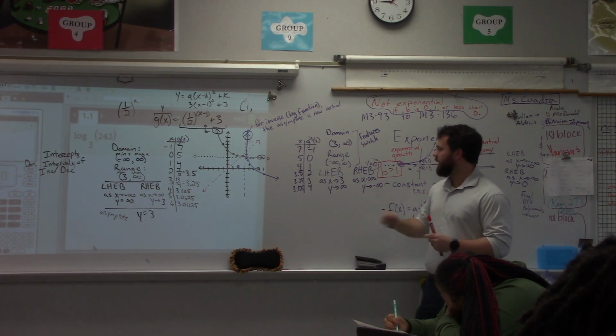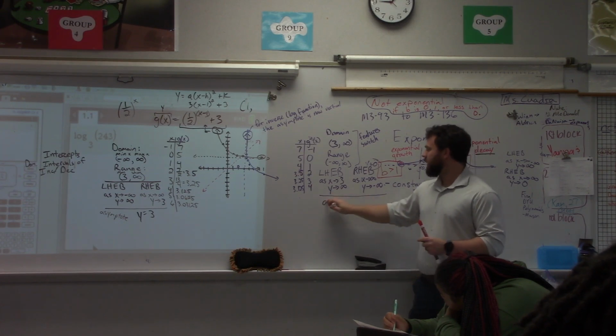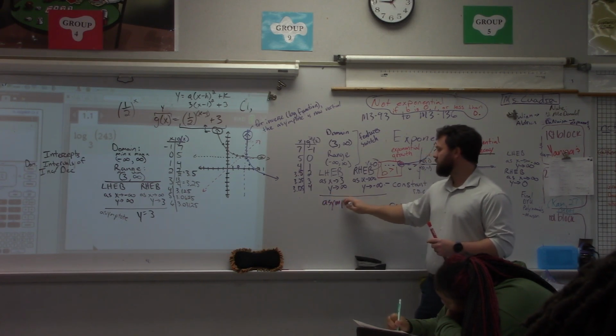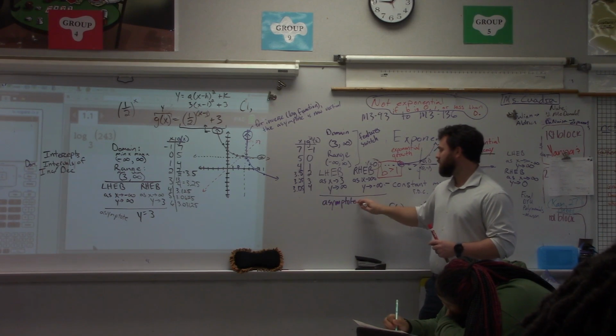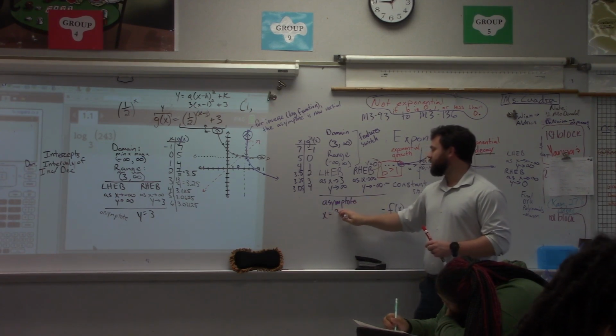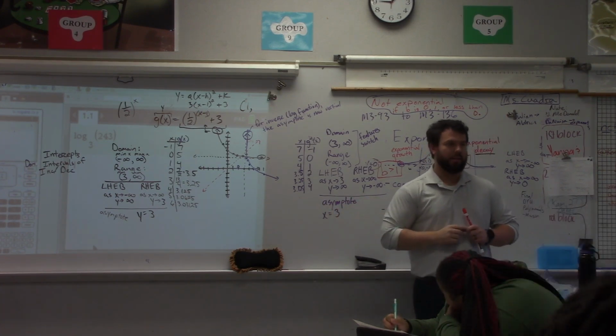So there's my end behaviors, and so my asymptote is x equals 3. Because the x is approaching 3.